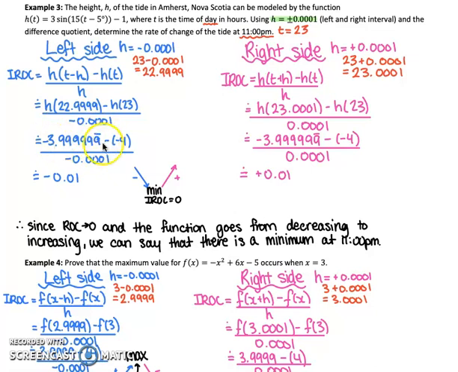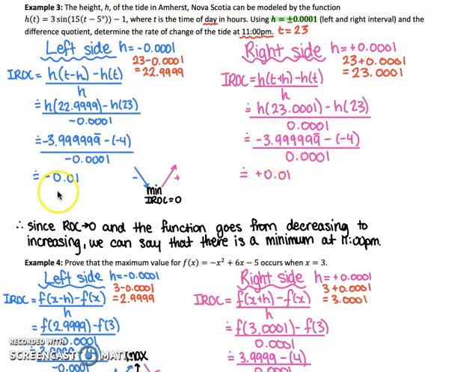Now, we have that there. We just subtract all of this and we get approximately -0.01. We're going to do the exact same thing to the right side. So the right side will be h plus 0.0001. So that's 23, our t value, plus that. And we plug it into our IROC equation. These numbers go into our h of t. And then we subtract it and we should get plus 0.01.